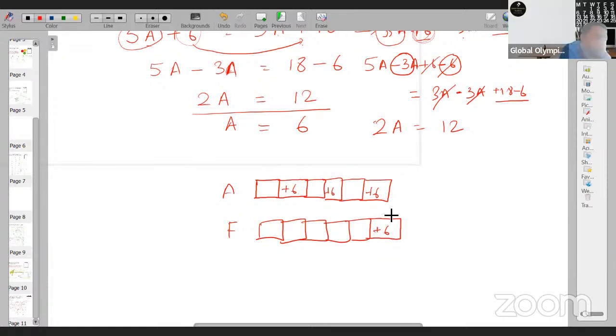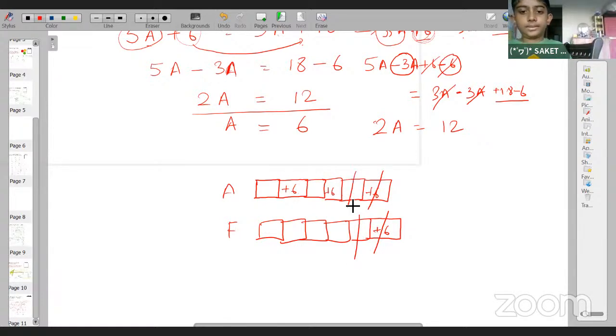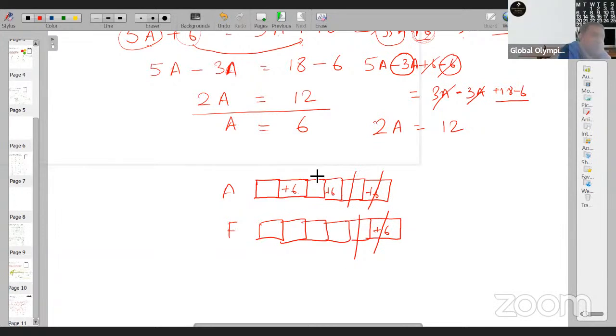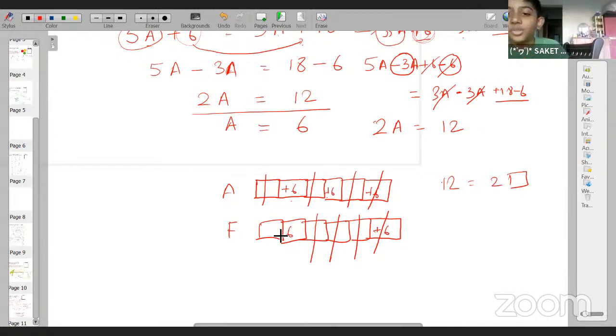Now if you compare these two, this one will cancel with this one. Okay, the 6. We are just comparing. This box will cancel with this, and this box will cancel with this. You are left with 2 6s here and 2 boxes here. So 12 equals 2 boxes.